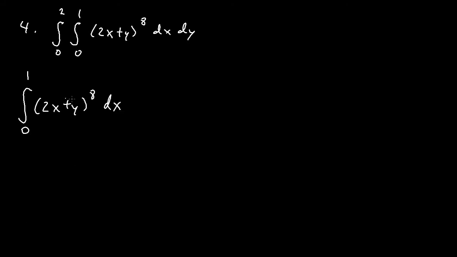Now notice we have an inside multivariable function raised to a power. So in this case, the best thing to do is u substitution. If I make u equal to 2x plus y, du will equal the derivative of 2x plus y, but this time we're only deriving with respect to x, so y is treated as a constant. The derivative of y is 0, and the derivative of 2x is just 2 dx. And so if I solve for dx, dx equals du over 2.